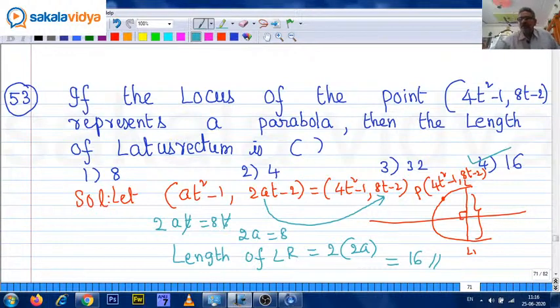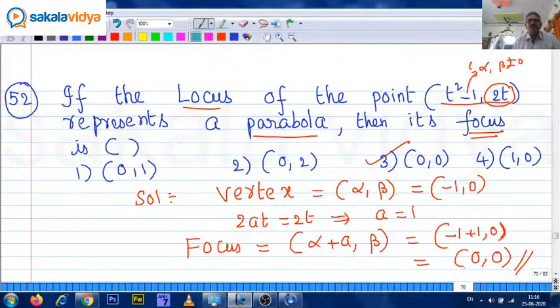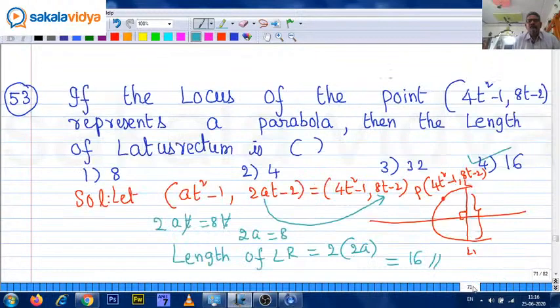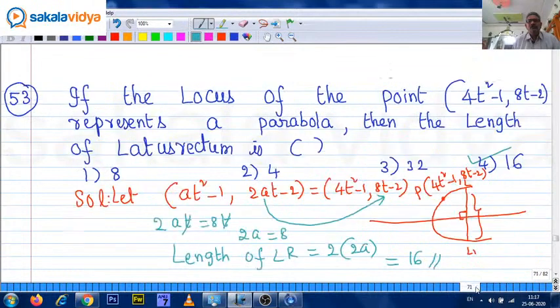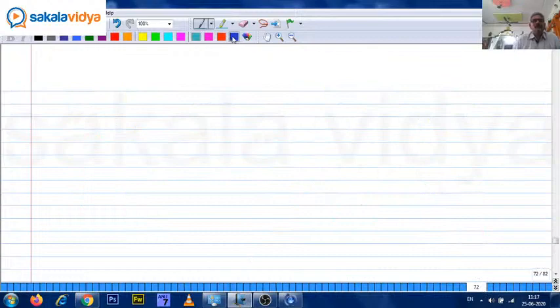Now let me switch over to the next problem. Question number 54. This question is very important, 54th question. Okay, you need to concentrate.